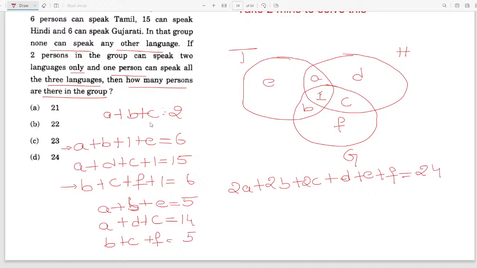And we have A plus B plus C is 2. So if we take 2 common out of these 3, this will be 2 into A plus B plus C. 2 into A plus B plus C is 4. 4 plus D plus E plus F is equal to 24. So now D plus E plus F is equal to 20.